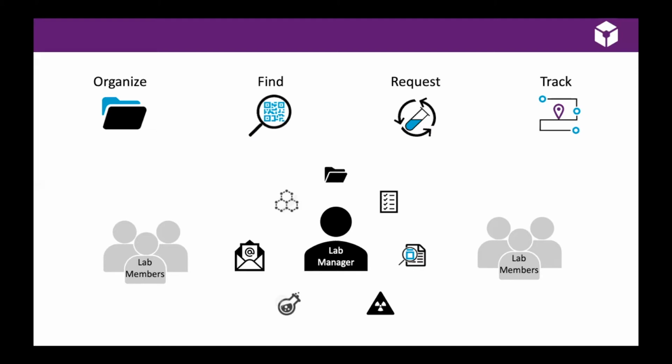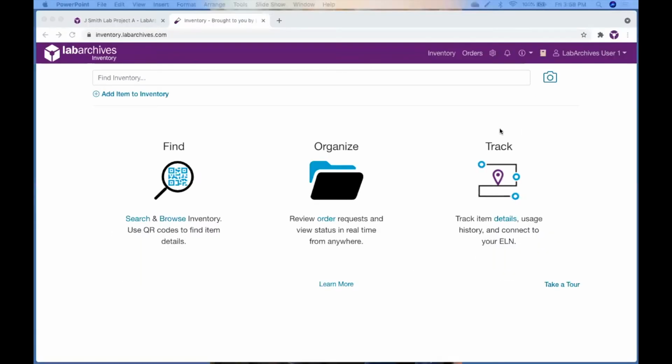Let's take a look at the platform. There are three main components of LabArchives inventory: the inventory page, where you can search, view, and add inventory items; the orders page, where you can request items and view the status of inventory items that have been requested; and the lab management tool. Note that only users with the lab manager role or who have been given lab management privileges with a custom role can access the lab management tool. Let's start with lab management.